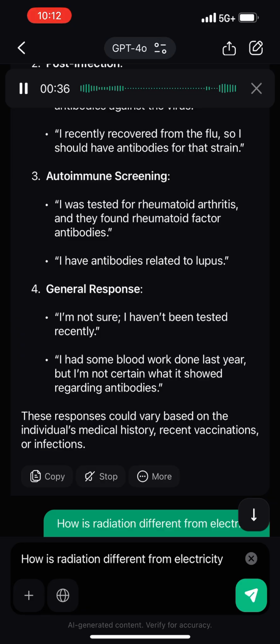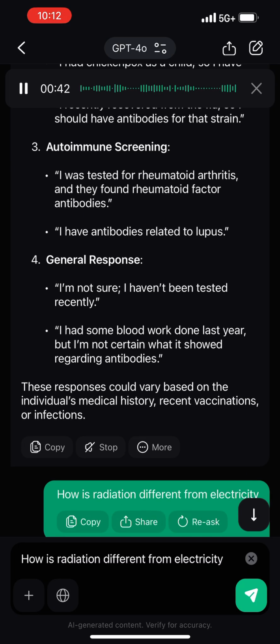3. Autoimmune screening: "I was tested for rheumatoid arthritis, and they found rheumatoid factor antibodies." "I have antibodies related to lupus." 4. General response: "I'm not sure, I haven't been tested recently." "I had some blood work done last year, but I'm not certain what it showed regarding antibodies." These responses could vary based on the individual's medical history, recent vaccinations, or infections.